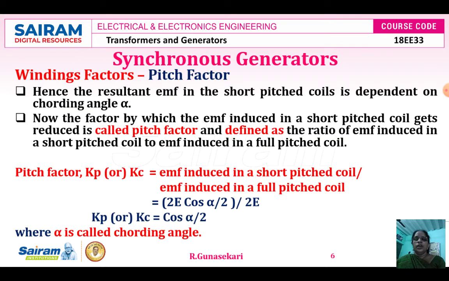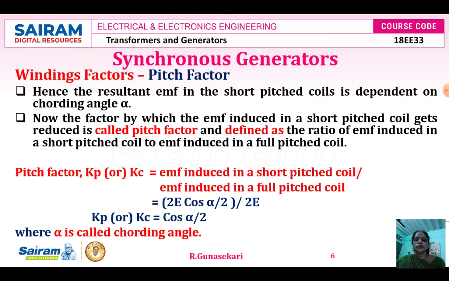Now the resultant EMF in the short pitched coil is dependent on the shorting angle alpha only. The factor by which the EMF induced in the short pitched coil gets reduced is called the pitch factor, or coil span factor. The pitch factor or coil span factor is defined as the ratio of the EMF induced in the short pitched coil to the EMF induced in the full pitched coil. The EMF induced in the short pitched coil is the vector sum, while the EMF induced in the full pitched coil is the arithmetic sum only.